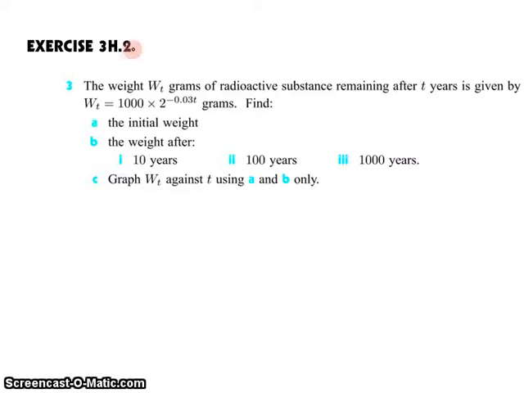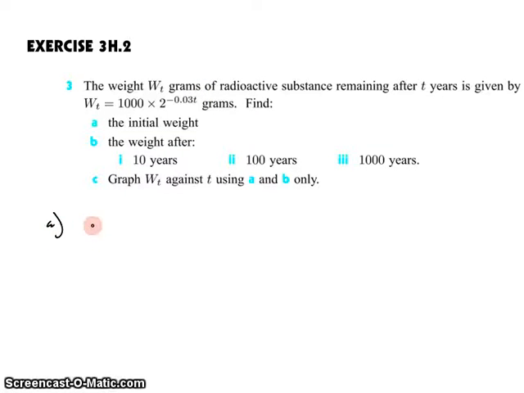This is Chapter 3H.2, Question 3. In this question, we're looking at exponential decay equations. We have the weight in grams of a radioactive substance remaining after t years, given by this function here. So that's the weight, and that's the number of years that we're going to wait for the weight to change. We want to find the initial weight.